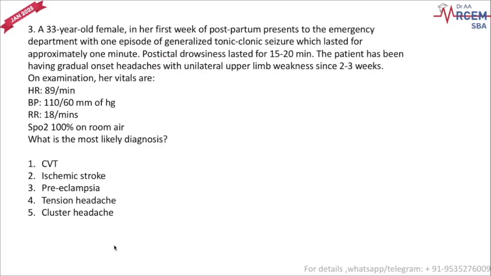A 33 years old first week postpartum woman presents to the emergency department with one episode of seizures that lasted for approximately a minute, with drowsiness for 15 to 20 minutes. The patient has been having gradual onset of headache with unilateral upper limb weakness for 2 to 3 weeks. On examination, these are the things you are having.